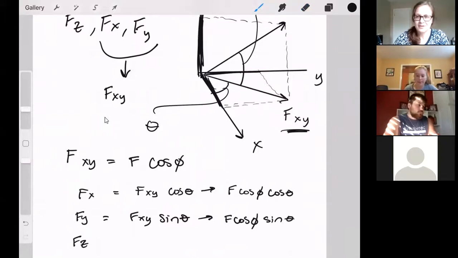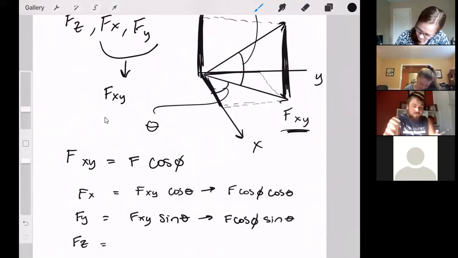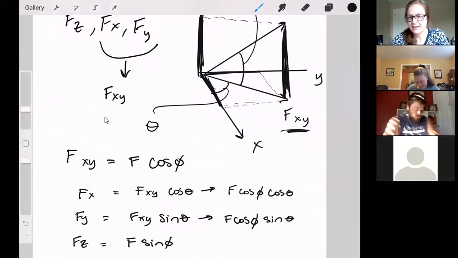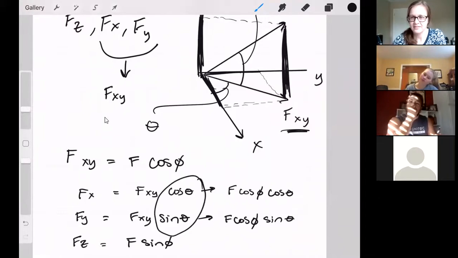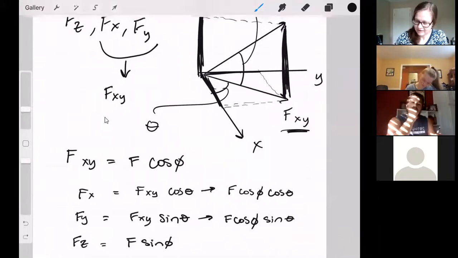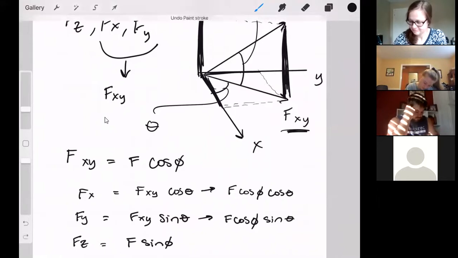F of z is going to be phi though, because we're looking for this vertical here, and that will be f sine of phi. So you can see that the z is the easiest to get because it's only one step. You don't have to do two different angles, but it's also the most difficult because we are so used to working in the sine theta, cosine theta field. Now we're adding on this third dimension.